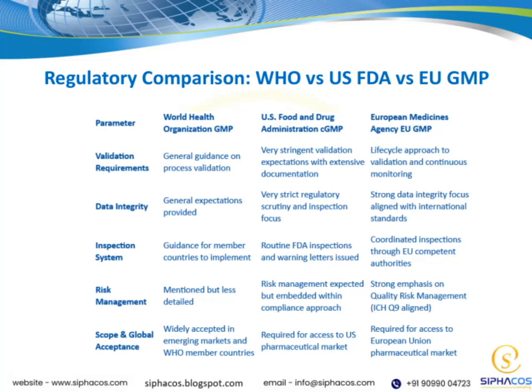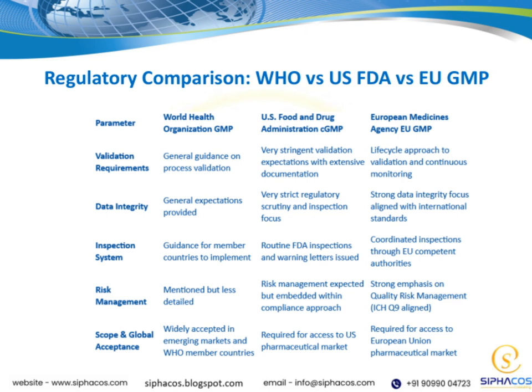Let's take a closer look at the regulatory comparison between the WHO, US FDA, and EU GMP standards. These organizations set the benchmarks for pharmaceutical quality and safety, but each has its unique approach and focus. The WHO, for example, provides international guidelines primarily aimed at ensuring safety in developing countries and facilitating global trade.